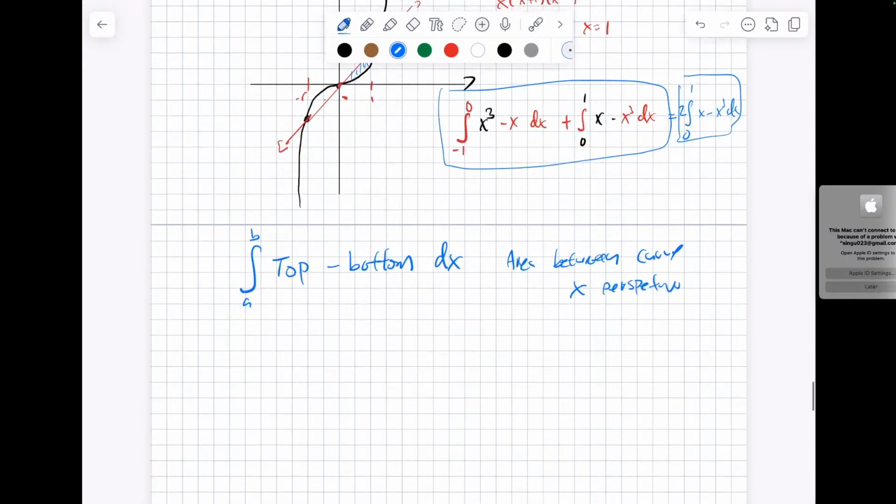You can do y perspective too. So this one's kind of different to see. This one's c to d. Why do I choose c to d? Because they have different boundary. Their y intersection is different. And it's going to be right minus left. Right minus left. So this one is also area between the curve, but it's in a y perspective. What do I mean by y perspective?